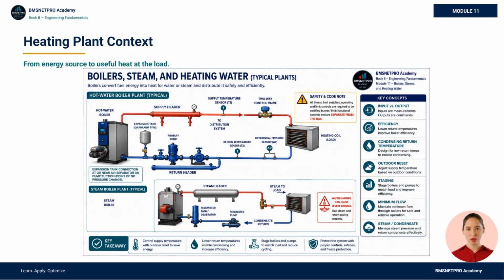If a space is cold, the answer may not be a simple set point adjustment. The issue could be boiler enable, low firing rate, wrong reset schedule, insufficient flow, air in the loop, failed valve, fouled coil, steam trap failure, or a freeze protection response. Always trace the complete heating path.